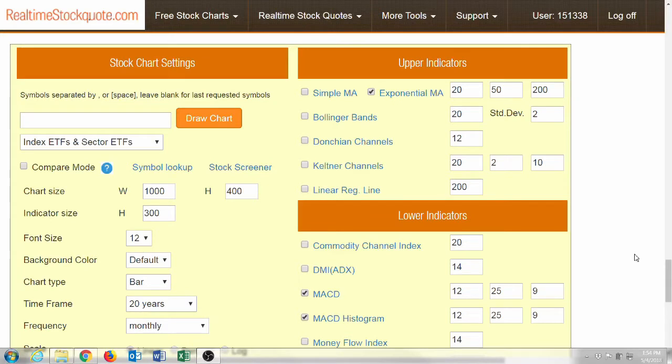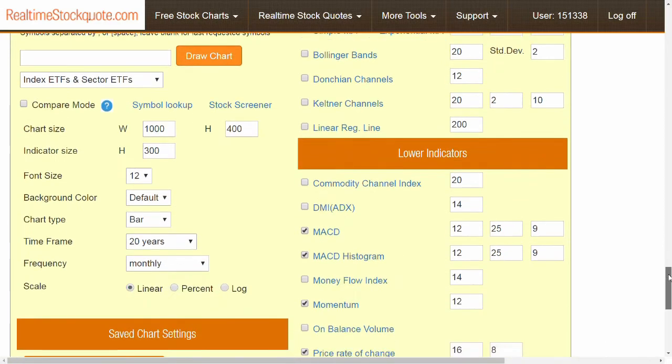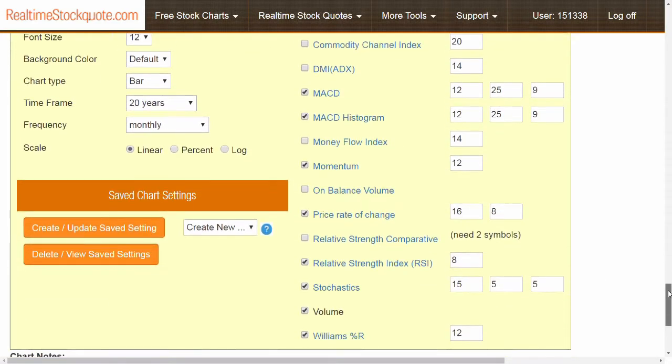Before we take a look at the markets, I wanted to answer a couple of questions from some subscribers. The first question is, what indicators do I look at when I'm analyzing a stock? So here we are. I take a look at first the exponential moving average. Moving on down to the lower indicators, I use the MACD, the MACD histogram, the momentum, price rate of change, the relative strength index, or the RSI, stochastics, volume, and the Williams.